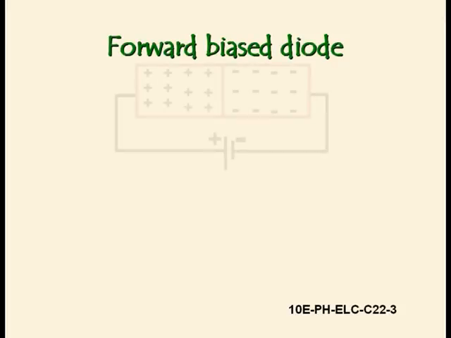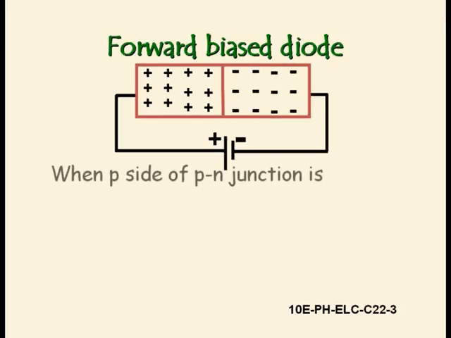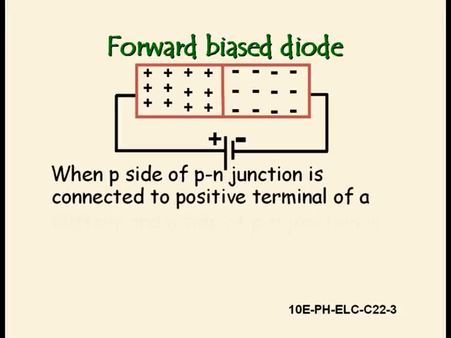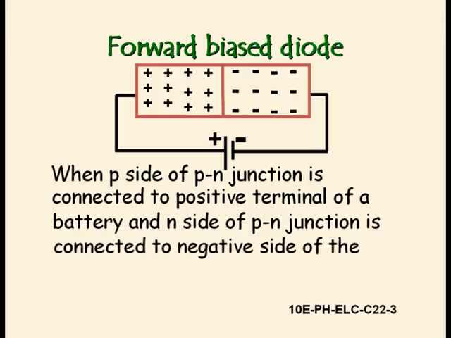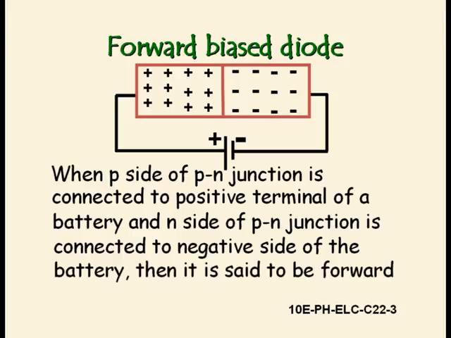Forward biased diode. When P side of PN junction is connected to positive terminal of a battery and N side of PN junction is connected to the negative side of a battery, then it is said to be forward biased. Children, write down this important point in your notebooks.